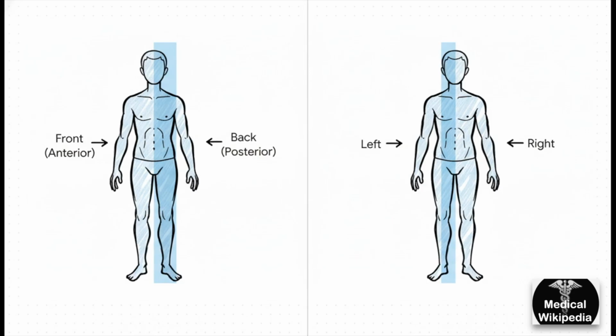So first, we've got the vertical cuts. The coronal plane, also called the frontal plane, divides the body into front and back halves. Then you have the sagittal plane, which slices it vertically into left and right sides. Oh, and a little bonus fact. If that sagittal cut is perfectly centered right down the midline, it gets a special name, the mid-sagittal plane.